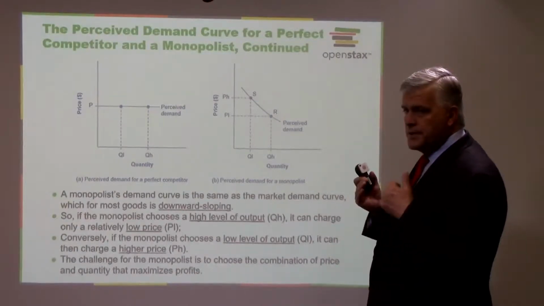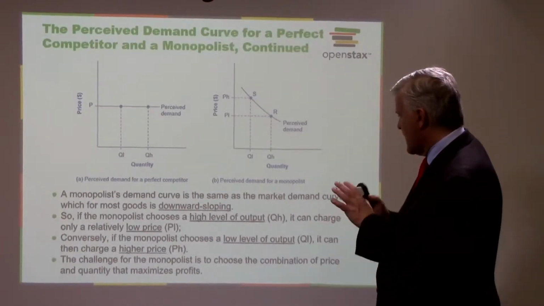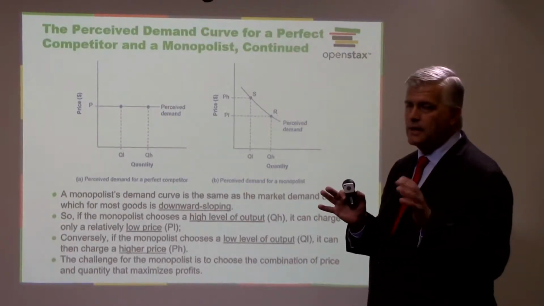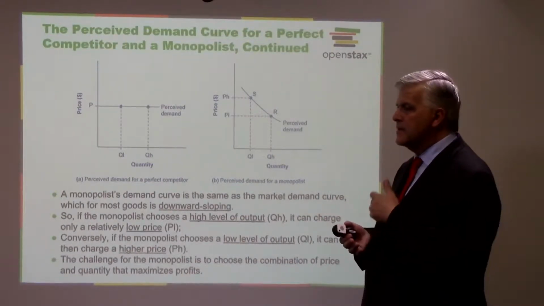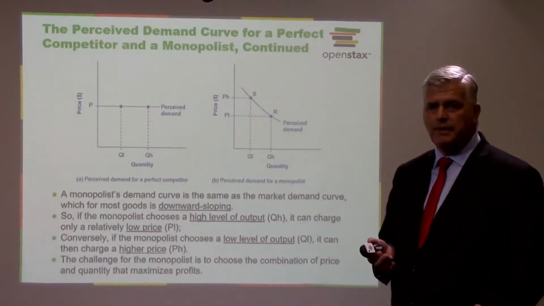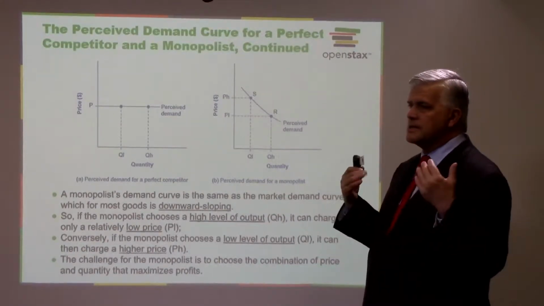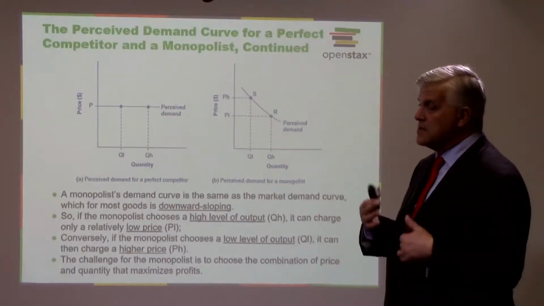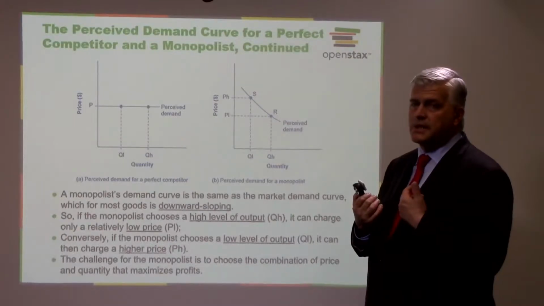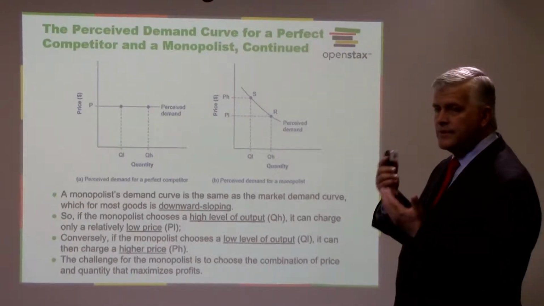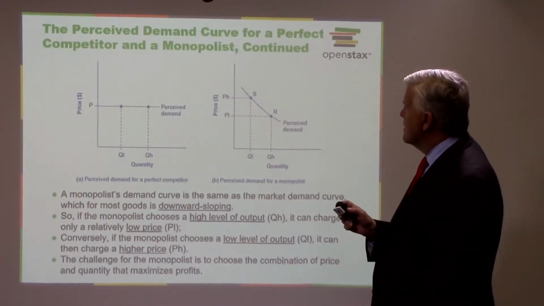So the challenge for the monopolist is really to produce that combination of price and quantity that maximizes its profit. Its job is not to charge the highest price possible. Its job is also not to sell as many units as possible. Its job is also not necessarily to constrict output. It's just to choose that output level that maximizes profit.